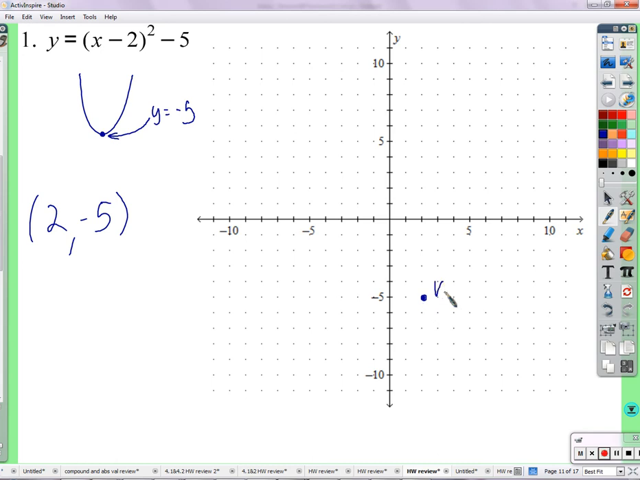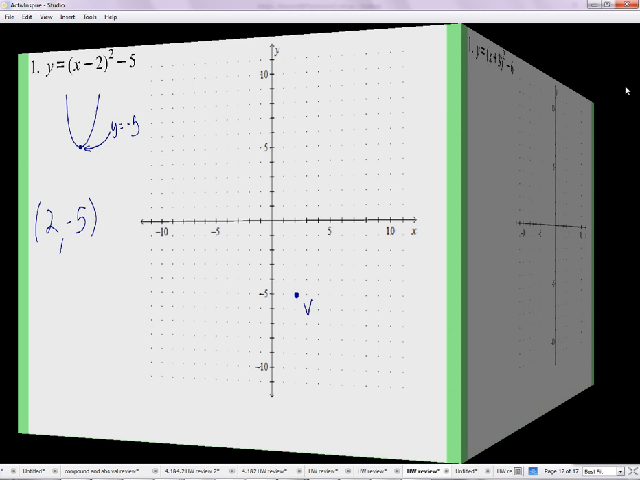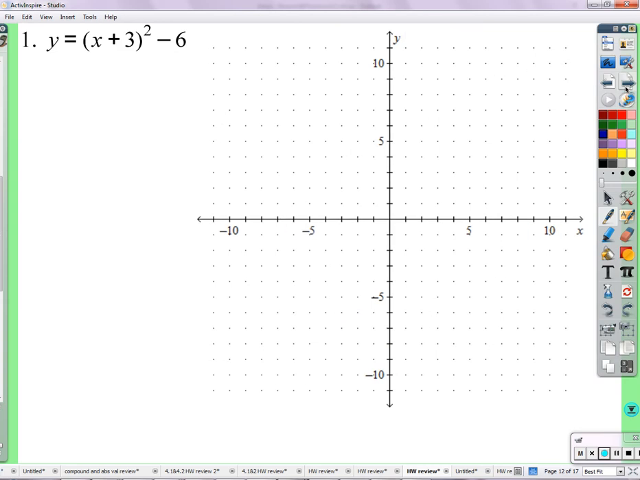The vertex. There. Okay, let's open up or down. Will it have a maximum or a minimum value? A minimum value. The minimum value will be? Negative 6. And what x value do we use? Negative 3. Negative. Good. Negative 3, negative 6.